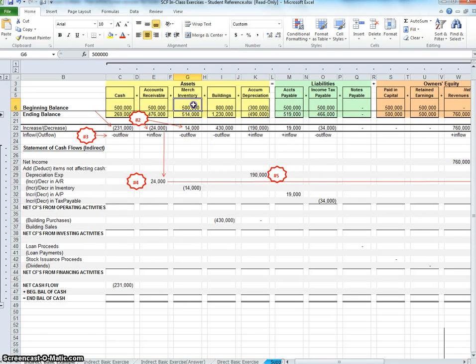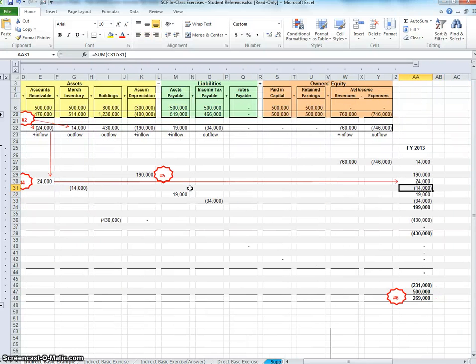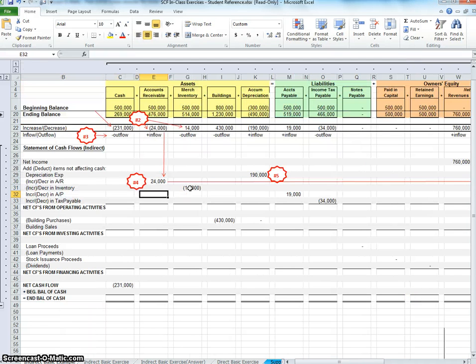Inventory increased from one period to the next by 14,000. So if you're paying for inventory, that's cash out the door. So that's a cash outflow. We drop that cash outflow, which is a negative number on the statement of cash flows. We drop it down into our little table and we carry it across to our cash flow statement, and that's how we get that.